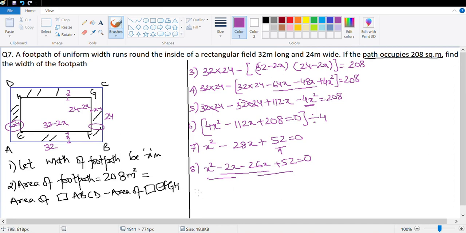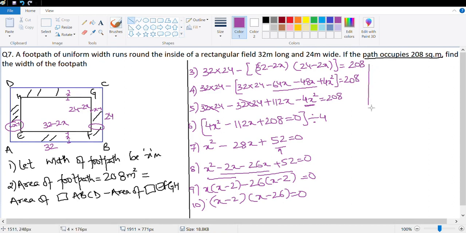Grouping it the way I have underlined, this gives us x times x minus 2 minus 26 times x minus 2 is equal to 0, which means x minus 2 times x minus 26 is equal to 0. What this gives us is x is either equal to 2 or x is equal to 26. So we have two possible options of x. Let's check if 26 works. Now if the total width is 24, well, obviously my width of the footpath can't be more than the total width.